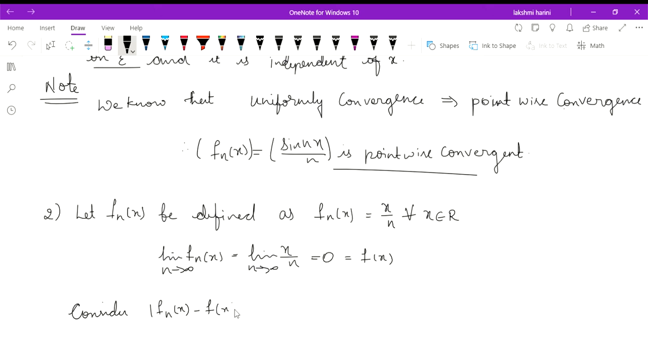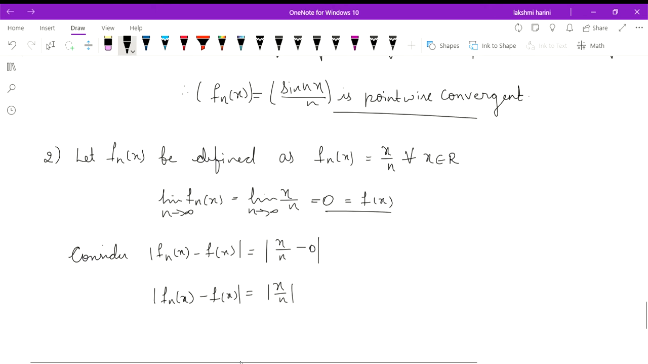is equal to mod, what is our fn of x? Fn of x is x by n. X by n minus, what is our f of x? F of x value we got as 0. Therefore, it is 0. So, this is equal to mod x by n. So, that is mod fn of x minus f of x is equal to x by n.